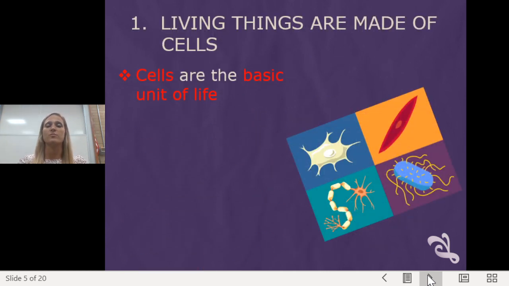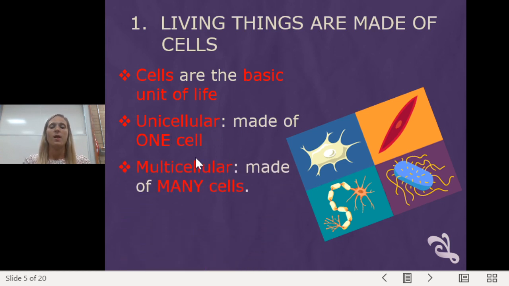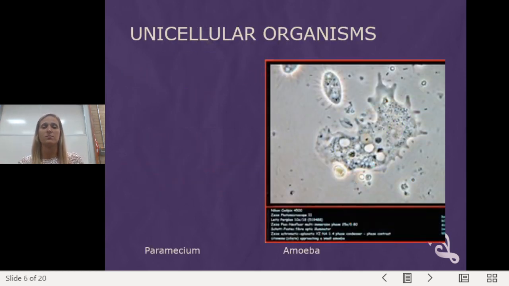Okay, so living things are made of cells. Cells are the basic unit of life. They are the smallest living unit. If you are unicellular, that means you're made of one cell. Uni meaning one and cellular meaning cell. Multicellular, multi meaning many, and cellular cell. So living things are made of cells. You can either have a unicellular organism, which is a one cell organism, or a multicellular organism made of many cells.